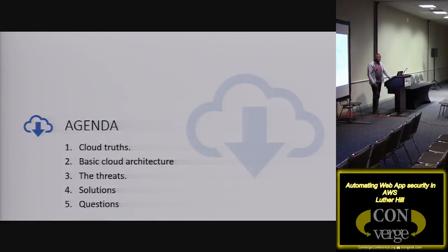So this is the basic agenda. First off, we're going to talk about 3 basic cloud truths. This is true as far as it relates to the cloud. We're going to cover the basic cloud architecture we're going to be setting up today, so you can see what all of the rules and whatnot will look like. We're going to talk about the threats and how we're going to stop those threats with solutions, and at the end I'll take some basic questions.